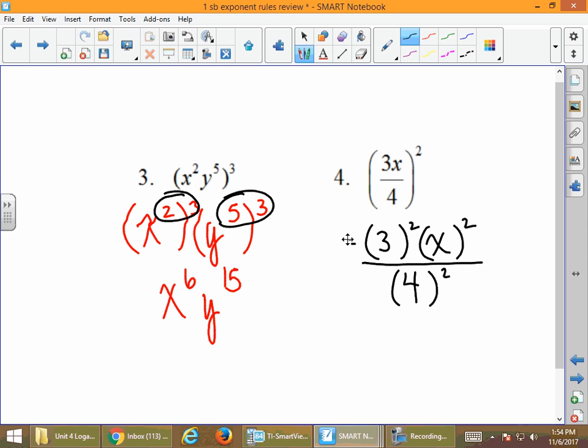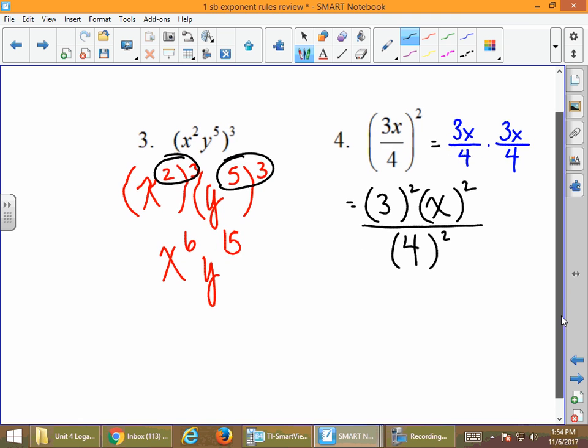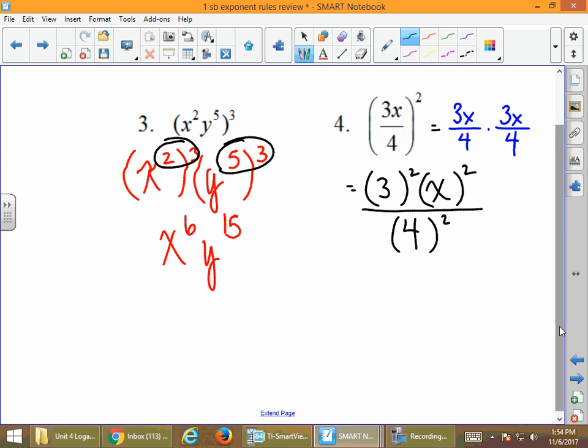Another way to think about this is that this is 3x over 4 times 3x over 4, because squared means times itself. But either way, when we simplify, 3 squared is 9. It's 3 times 3. If you do want to look at it from the superpower, here it's x to the 1st squared, which is x squared. And 4 squared is 16, which is the same value that you would get with those blue values.